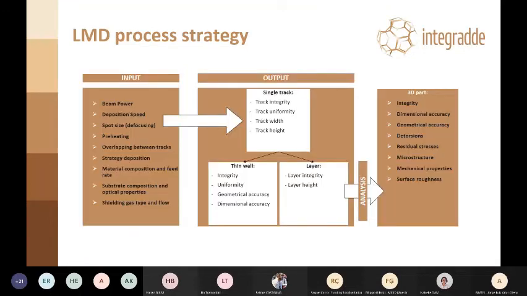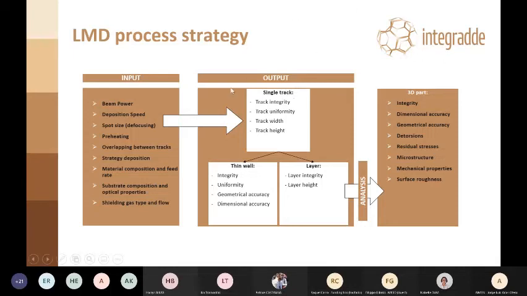In order to optimize the process strategy, you must consider the different processing parameters as input: the beam power, the deposition speed, the spot size, preheating, overlapping between tracks to produce one layer, the deposition strategy of the different layers and the different tracks, the material composition and the feed rate, also the substrate composition and the optical properties of both materials, and also the shielding gas type and flow.